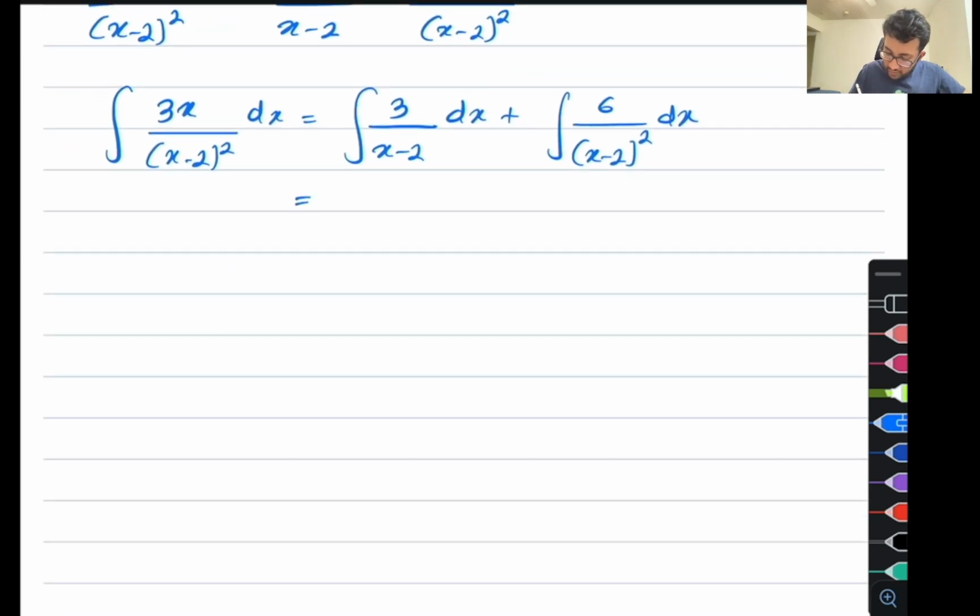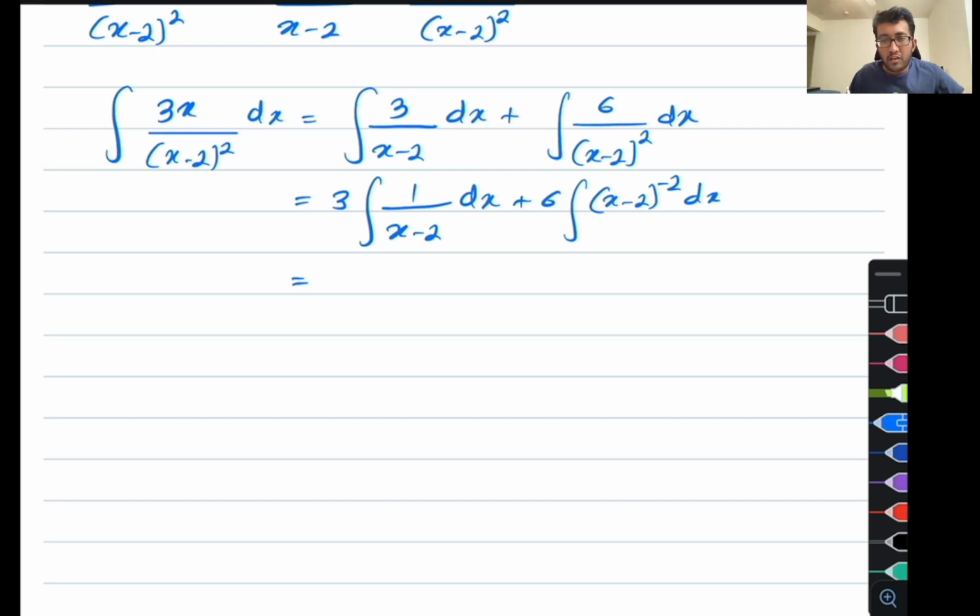Okay, so if I take 3 out from the first integral, I would get 1 over x minus 2 dx, and if I take 6 out of the second integral, I would get (x minus 2) to the power negative 2 dx, right? So what would be the integral of 1 divided by x minus 2? That is going to be ln|x minus 2| plus 6 times, what is the integral of (x minus 2) to the power negative 2?